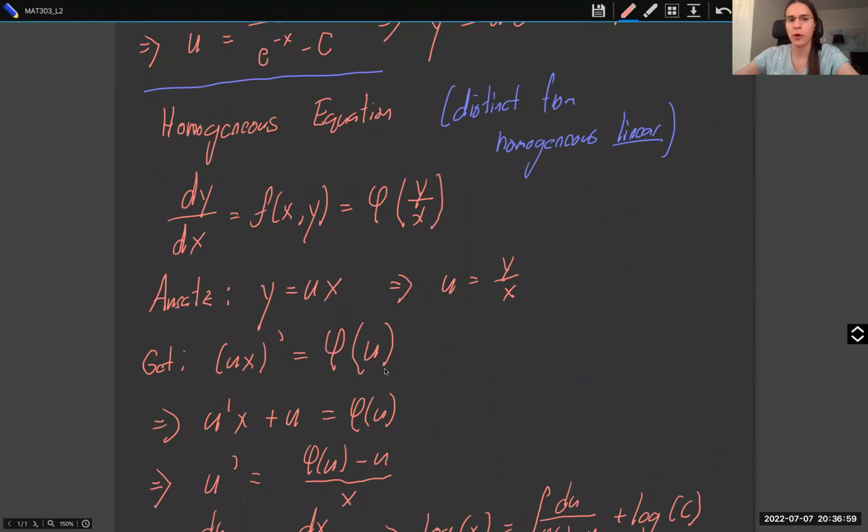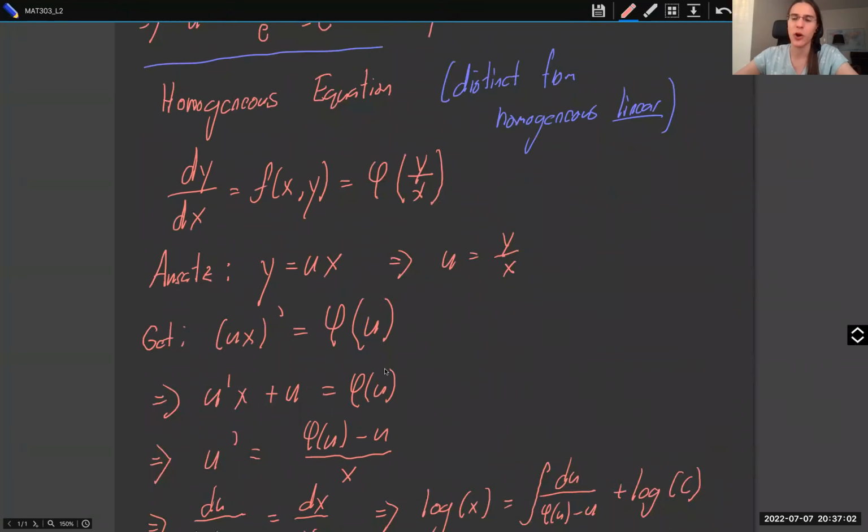And then we also talked about homogeneous equations in a different sense. So not linear homogeneous equations, but homogeneous equations in this sense.